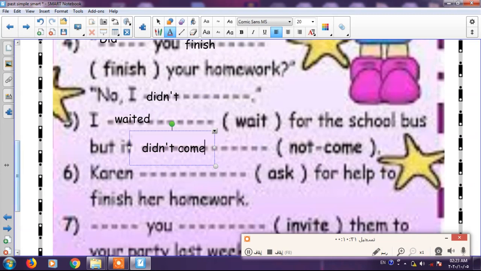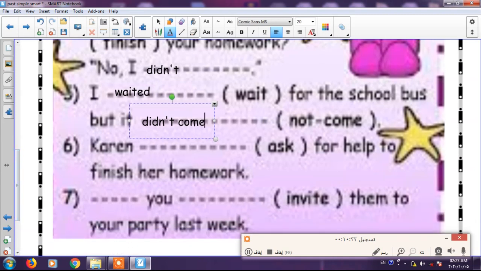Number 6. Karen asked for help to finish her homework. Also, I will turn the verb into past. I will add ed, so it will be asked. Karen asked for help to finish her homework.